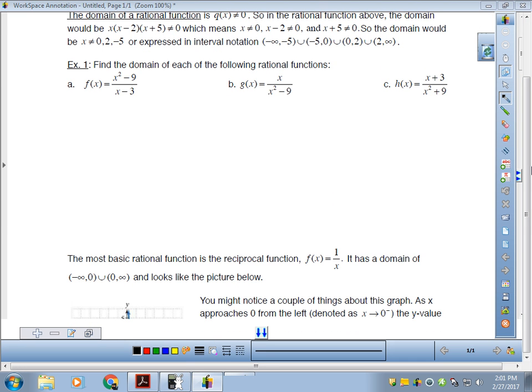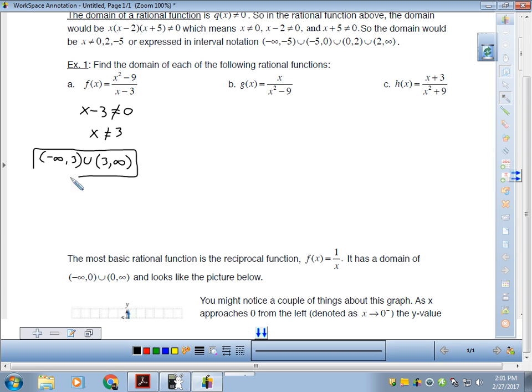Example 1 asks us to find the domain of the following rational functions. So we have f of x equals x squared minus 9 over x minus 3. So take the bottom, x minus 3, say it cannot equal 0. Add the 3 across, so you get x cannot equal 3. If we're to write that in interval notation, that would be negative infinity to 3, union 3 to infinity. Okay. Let's look at B.